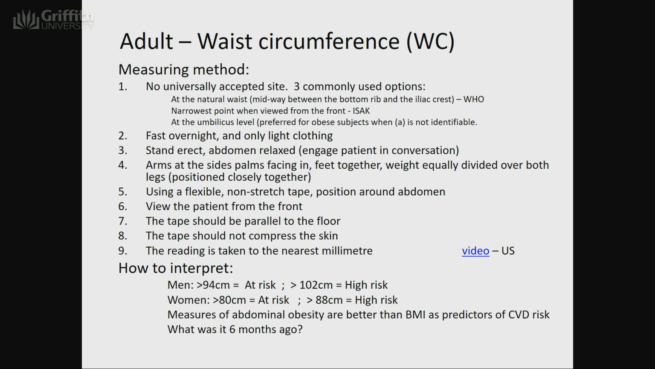And we have various categories for risk for men and women. So we have an at-risk and then a very high-risk category. And you can see the values there, 94 and 102 centimetres for men in terms of increasing risk. And then women, it's 80 and 88 centimetres. So once you go above those levels, you move from at-risk. So anything less than 80 is not at risk, but 80 or above is at risk, and then above 88 is high risk. And the waist circumference measure is a really good measure. It's highly correlated with risk of chronic disease. Abdominal obesity is known to be a good predictor of cardiovascular disease risk.